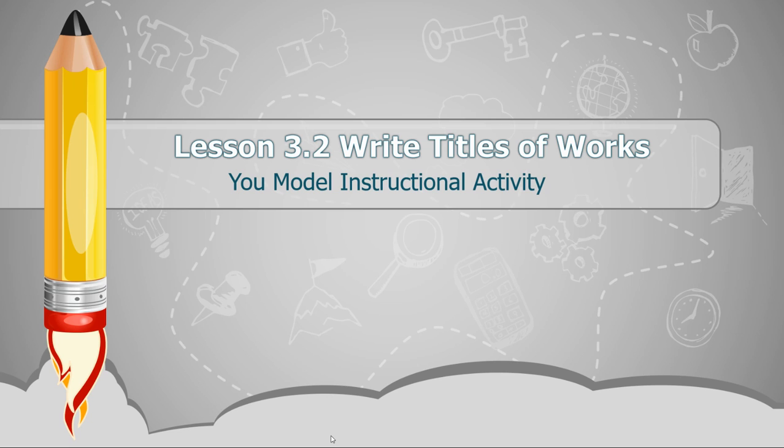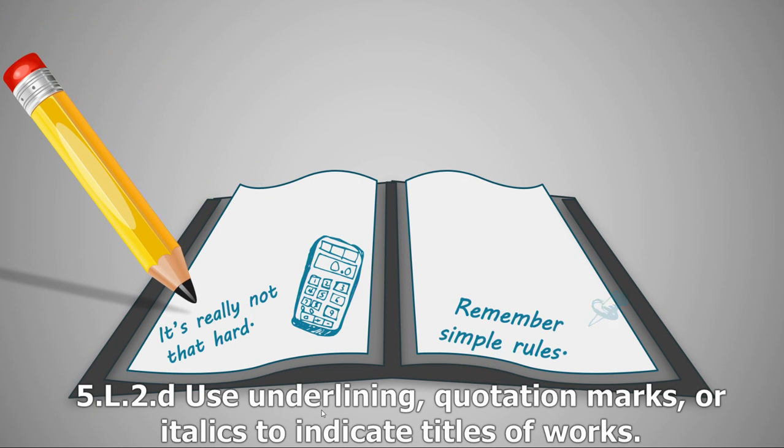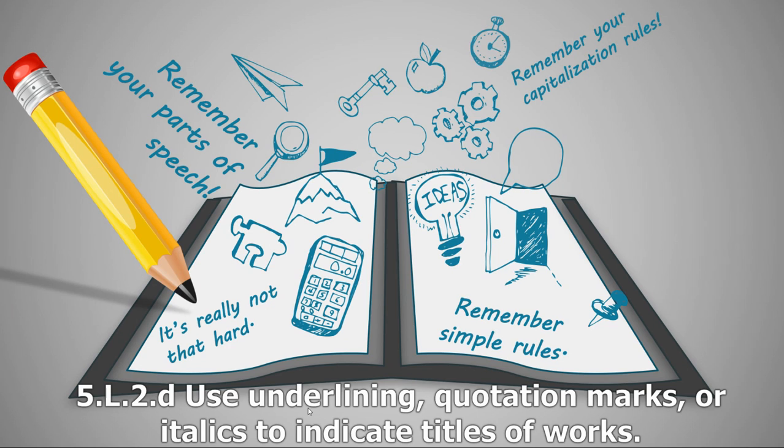This is the U Model instructional activity for lesson 3.2, write titles of works. The standard is 5.L.2.d. Use underlining, quotation marks, or italics to indicate the titles of works. And it's really not that hard. They're just a few simple rules you have to remember, such as your parts of speech and your capitalization rules.